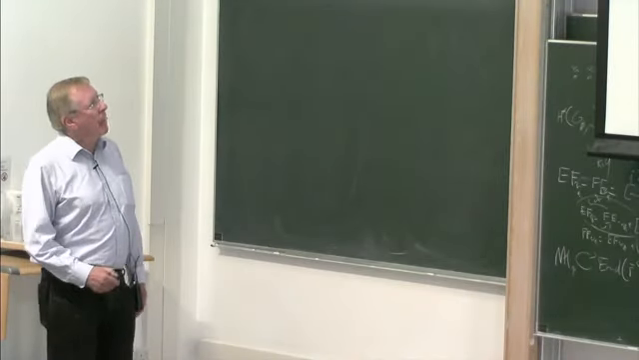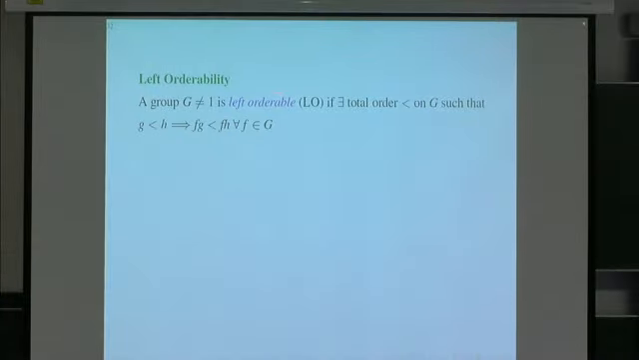A non-trivial group is said to be left-orderable, and I'll abbreviate that to LO, if there's a total order on the group. Let me remind you that's just a transitive relation that has the property that for any 2 distinct elements, A and B, either A is less than B or B is less than A, and exactly one of those holds. So that's just a set theoretic notion, but the group structure comes in by insisting that this be left invariant. So it's invariant under left multiplication: if G is less than H, then FG is less than FH.